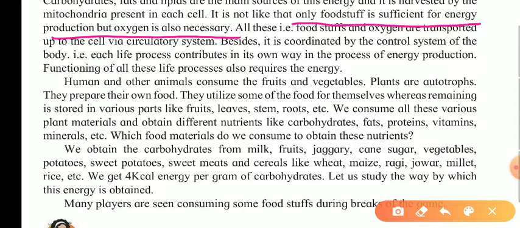Foodstuffs and oxygen are transported up to the cell via the circulatory system. We have a circulatory system in the body. Living organisms have a circulatory system, and with the help of it, the foodstuffs, the energy sources like carbohydrates, lipids, fats, and oxygen are transported up to the cells of the body. There inside the cell, the mitochondria helps in harvesting the energy, or brings about the process of energy production.